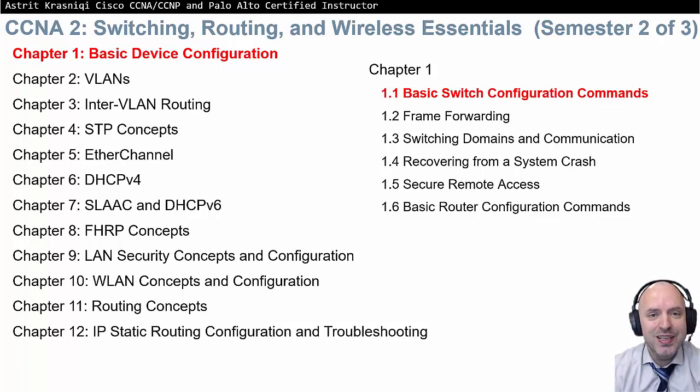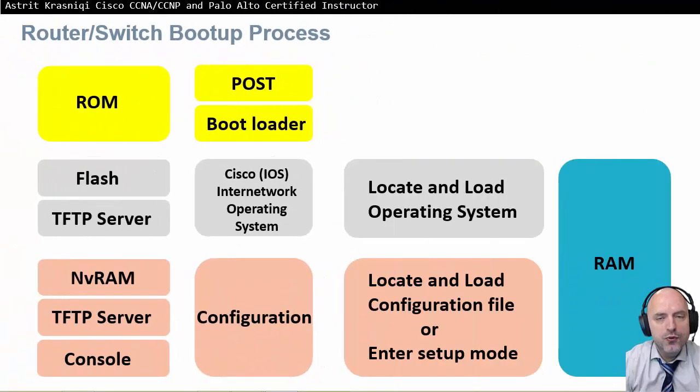Anyway, enough chatting. Let's start our CCNA 2 journey because we have so many topics to go through. So we start with chapter 1, basic device configuration. 1.1, basic switch configuration. Router and switch boot up process. After a Cisco router or switch is powered on, it will go through a boot up sequence that we should be familiar with before we take the exam. But before we look at the boot sequence, let's look at some internal components that we should be familiar with.